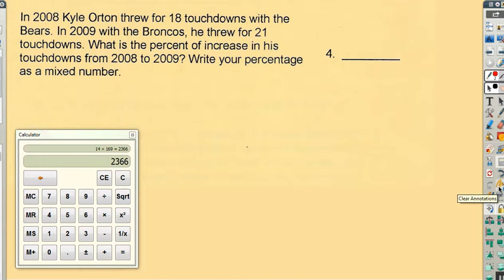All right, Kyle Orton. Who here remembers the Kyle Orton days? Oh, I do. So do I. All right. If it weren't for Kyle, we'd never have had Debo.